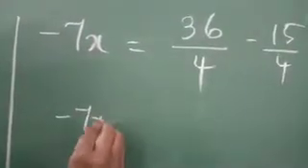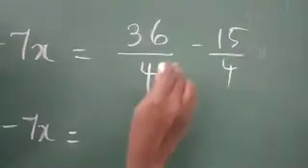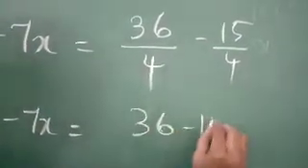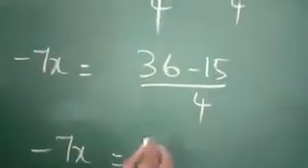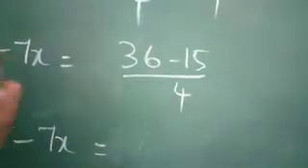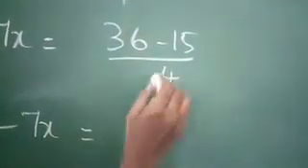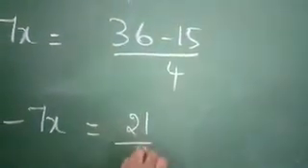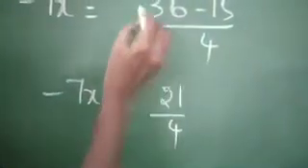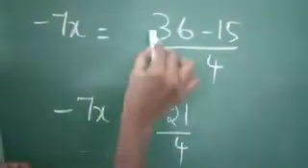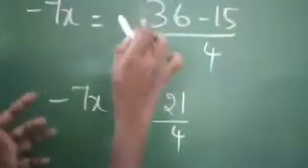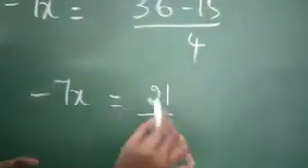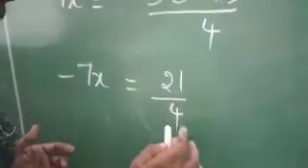Now we have equalized the denominator. So you simply subtract the numerators. So here, minus 7x is equal to, when you subtract how much will you get? You will get 21 by 4. Here the signs are different, so you simply subtract and put the greater number's sign. Here the greater number is 36 and the sign is plus, so there is no need to put a positive sign. So simply your answer is 21 by 4.